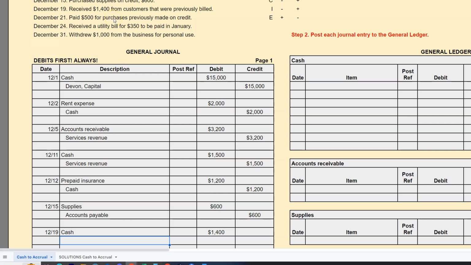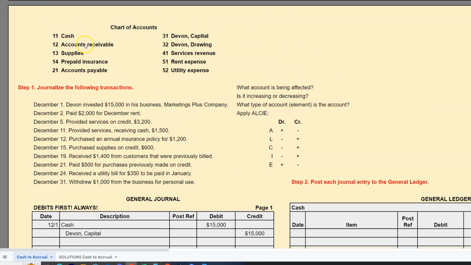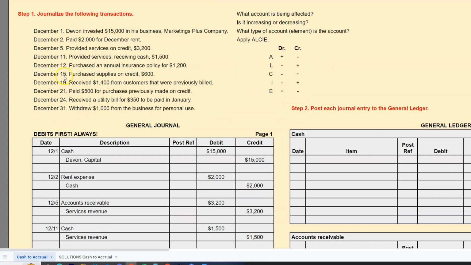Now, here is probably a little bit more complicated part. Why are we receiving this $1,400? The reason why we're getting this money is because we have customers that were previously billed. So in the past, we provided services and we billed them for those services. So what account do we use when we bill our customers? Accounts receivable. So remember, accounts receivable is the account that we use to show that our customers owe us money. Now on the 19th, they are now paying off what they owe us.